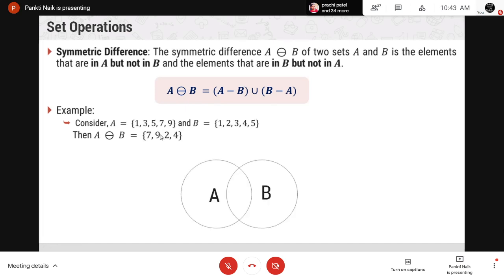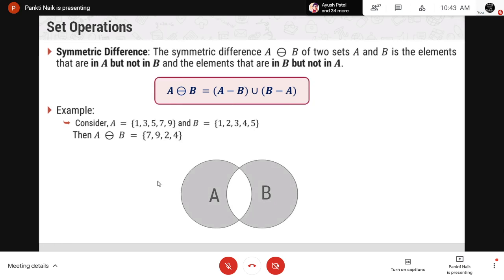Set A and B. First is A minus B, so this part, and B minus A means this part, and the union of both. So that will become the symmetric difference between two sets.